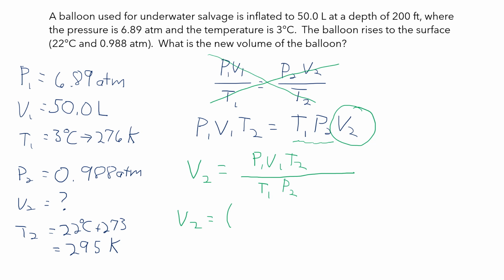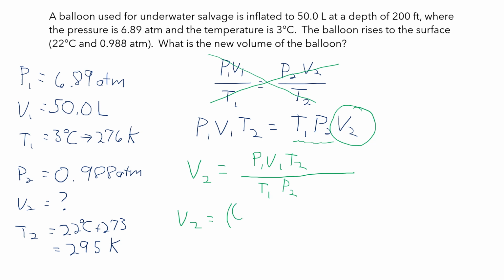Temperature has to be in Kelvin, and both temperatures are in Kelvin. Pressure and volume have to be in the same units on both sides of the equation, but it doesn't matter what those units are. So both of our pressures are in atmospheres. The one volume we have is in liters, and so that means our answer will fall out in liters.